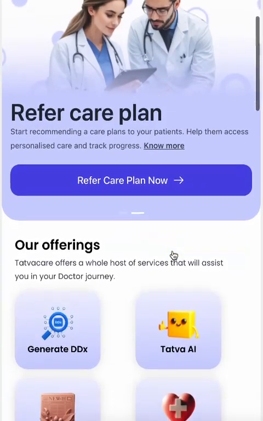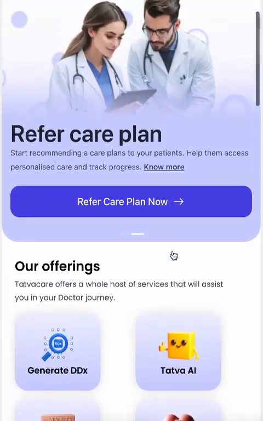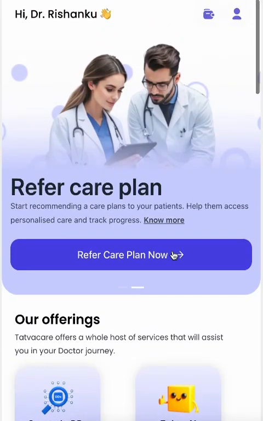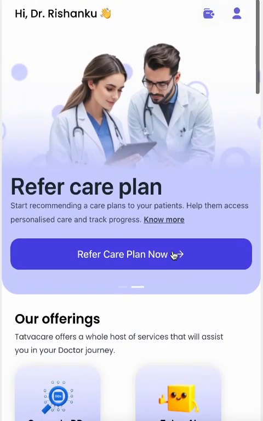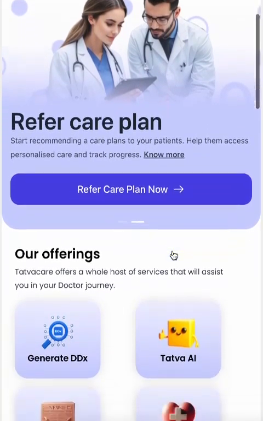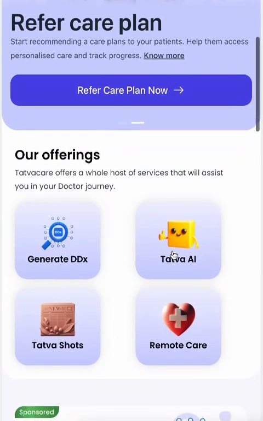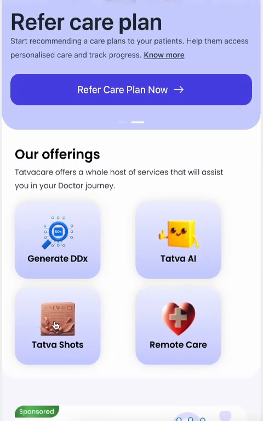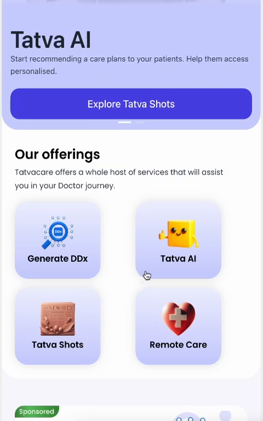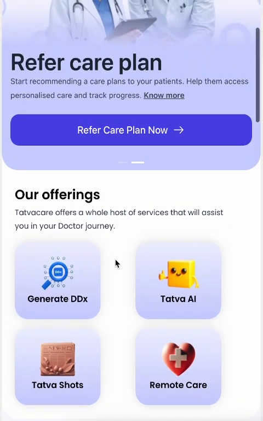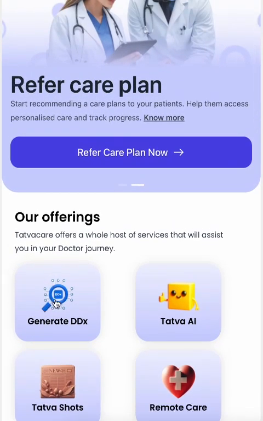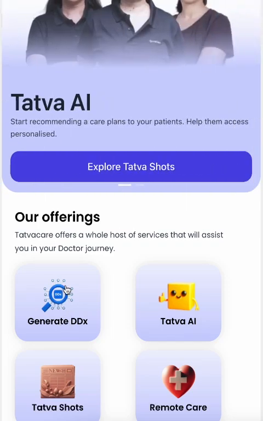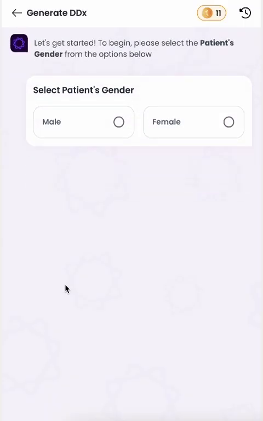So what you can see right now in front of your screen is the doctor side's offering of a PWA app, right, which has services of Tatva AI, Tatva Shots and Remote Care. We have also done an additional service offering here in the form of generate differential diagnosis. Here, the doctor can interact with the service to generate differential diagnosis of the patient, right?